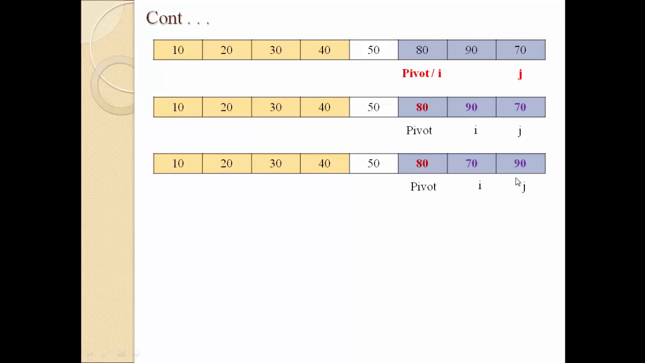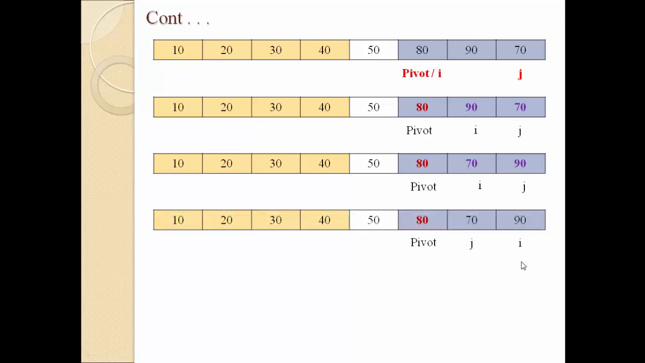Next I will point to the last element, and we have to reduce the value of J and identify the number which is less than or equal to the pivot. So 90 is larger, 70 is less than 80, so the next value of J will be here. J points to 70 and I points to the last element, 90. So the next positions of I and J will be like this. In this case I crosses the value of J, which means I is not less than J.